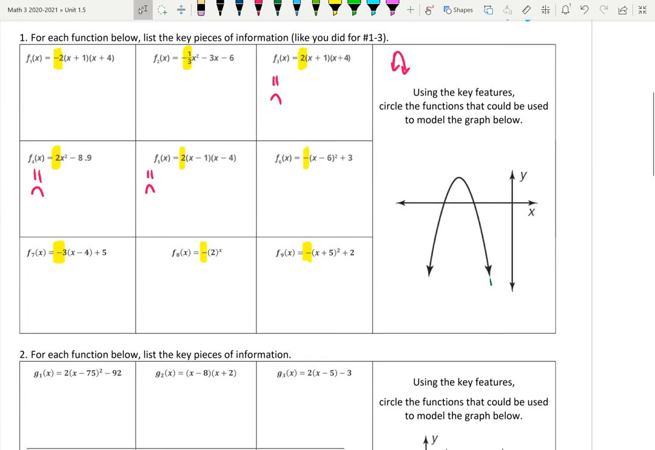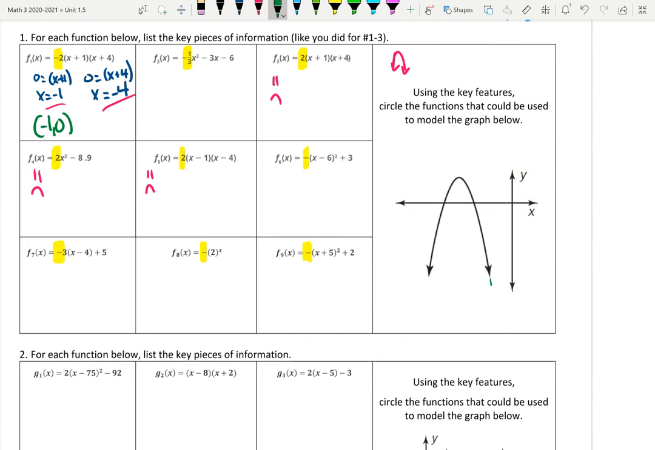Now we have to see the equations left. Can they potentially be a solution? For this first one, this is in factored form. Remember factored form: if I solve the parentheses for zeros, you could ask yourself, what number plus 1 is 0? That turns into -1. What number plus 4 is 0? -4. Do you see how both of these x values are negative? That means that my quadratic is going to have x-intercepts of -1 and -4. This matches my graph. Both of these are negative x-intercepts.